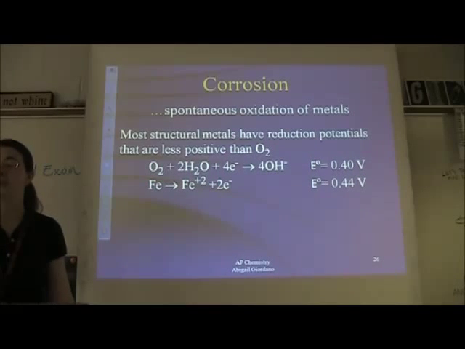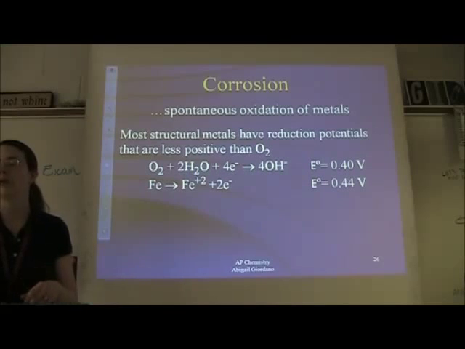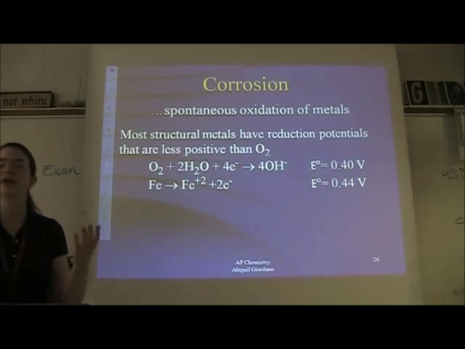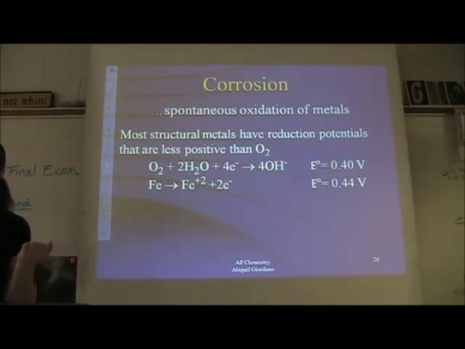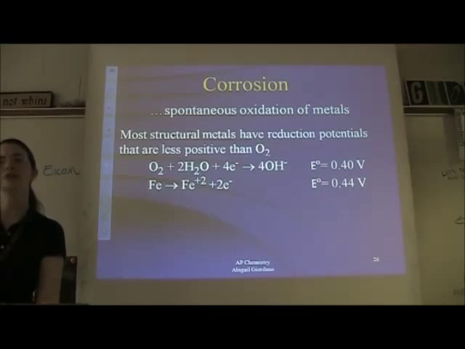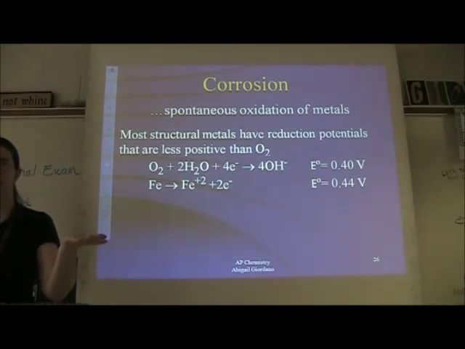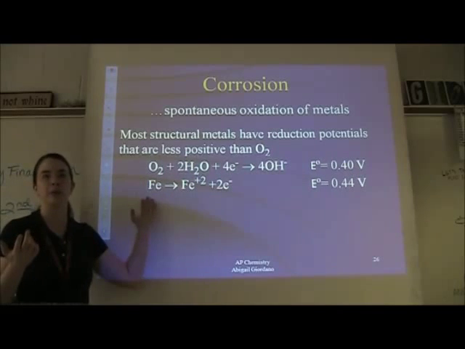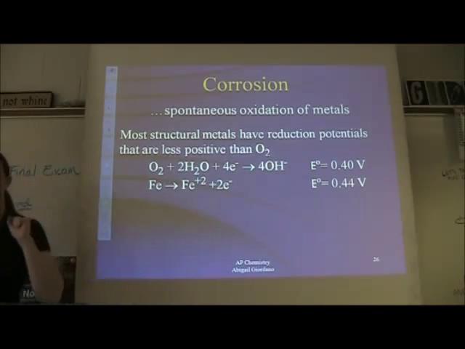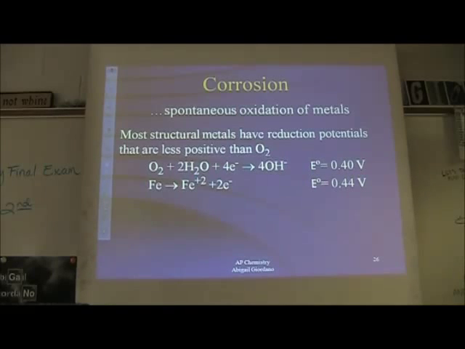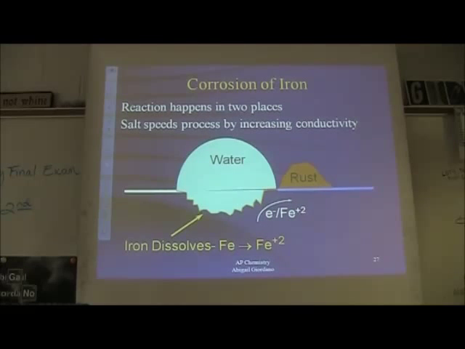It's too expensive. Silver has another drawback, and gold as well. They're very soft metals. They wouldn't be very good for building, but they're also extremely expensive. So again, you are a civil engineer. You have to weigh cost-benefit analysis. Iron is more affordable, but much more susceptible to corrosion. So we have to talk about how you prevent that from happening.